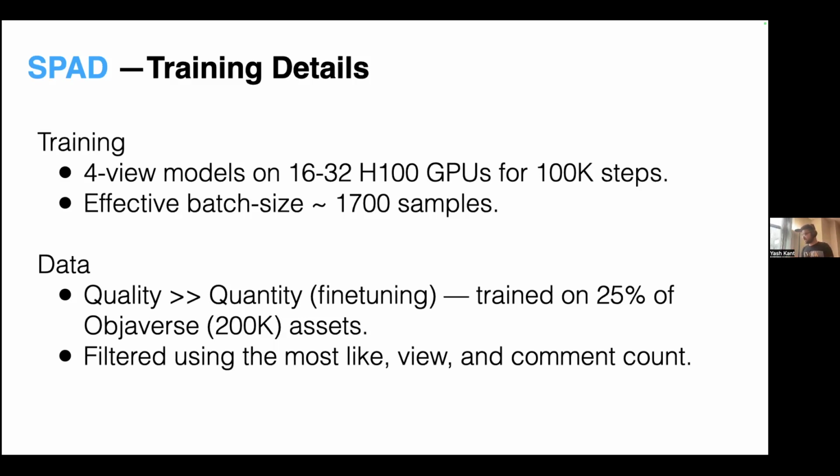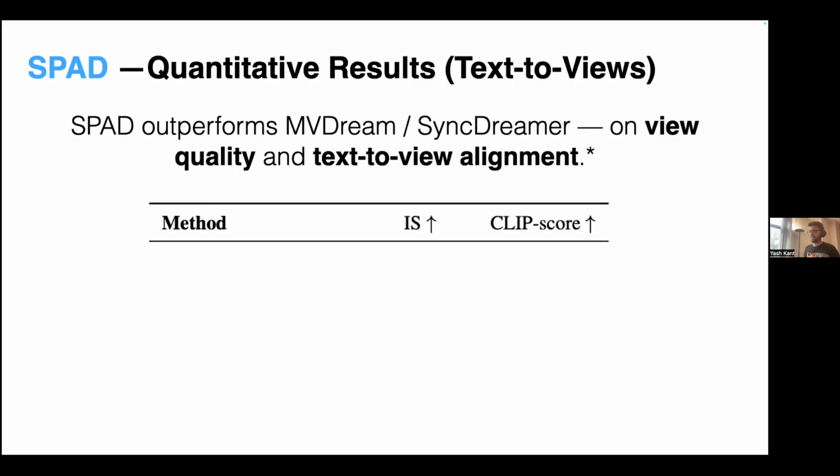And the way we do filtering is actually just automated. We just looked at the metadata and we saw what is the like, view, and comment count on these assets. These assets were crawled from some website, and they have this metadata. We filter them by the most popular assets, and we get this subset that we can train on. Let's see some quantitative results about this.